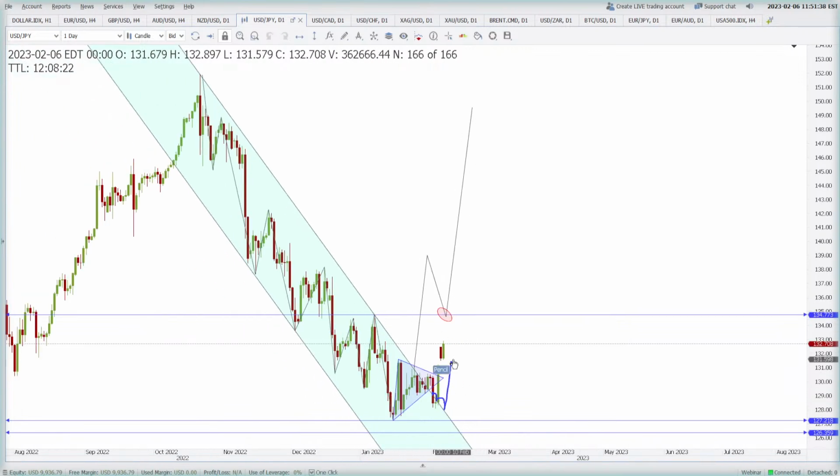The structure is not broken because before making this low, and between these two lows, this was the reaction high. Till the time this reaction high is not broken, we cannot be sure of the up move, because the price can reverse anytime from here also, like it reversed from here.